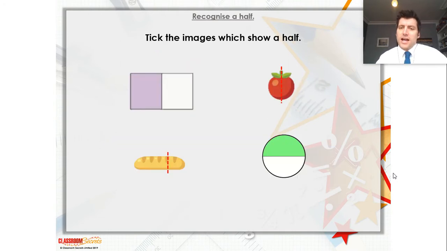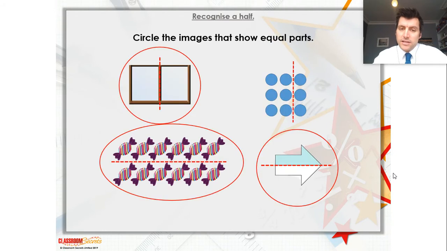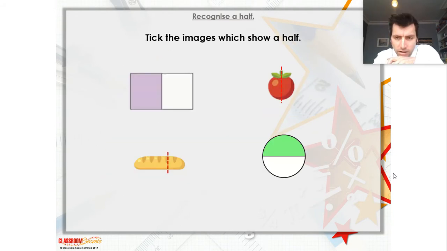So which of these are a half? So these, rather than having lines through them, which of these have got a half, either for a colour or a cutting line through them? What do you think? Do you think that rectangle is split into 2 equal parts? Is that apple cut down the middle or is it cut to one side? How about that little baguette, that little loaf of bread and a circle? What do we think?